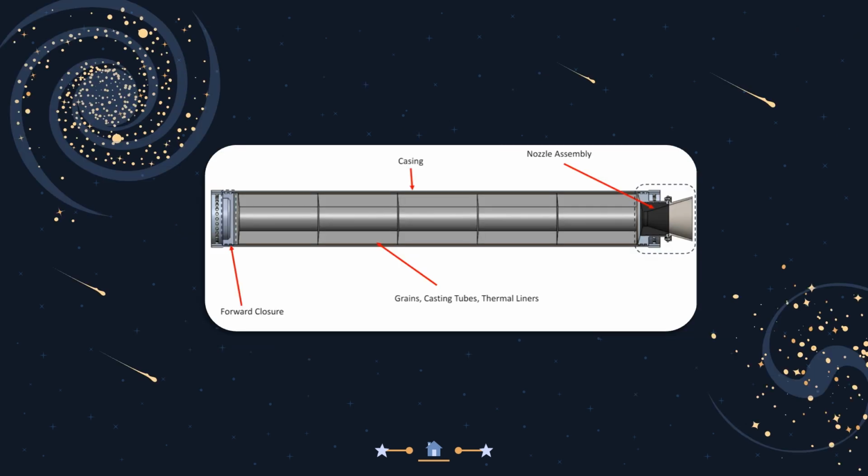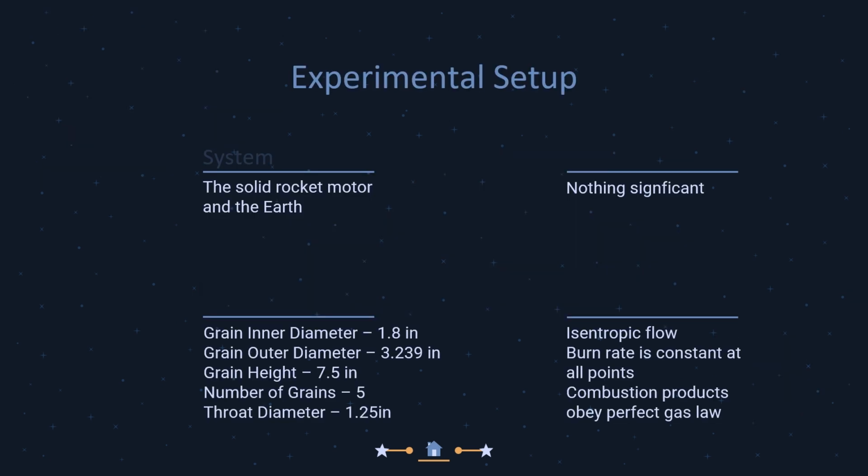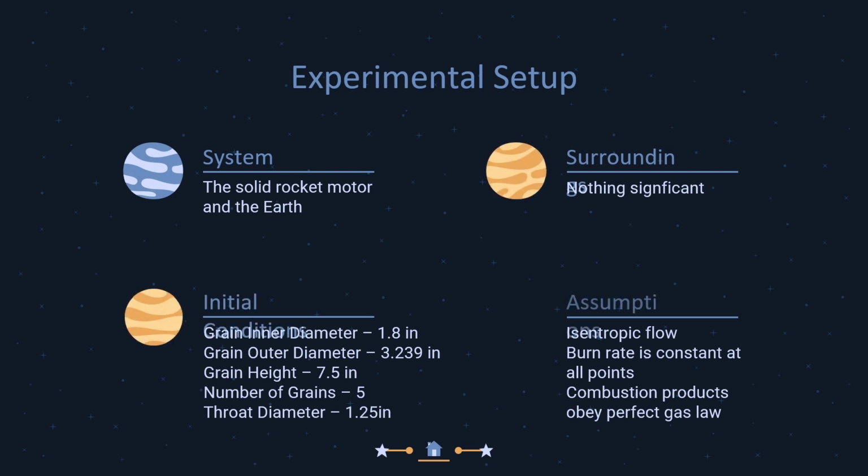This is a model of the solid rocket motor that this sort of simulation simulates. The hollow cylinders in the middle are the solid fuel grains, which are much of what the inputs are designed around. The system in this experiment was the solid rocket motor and the Earth. The surroundings were nothing significant.